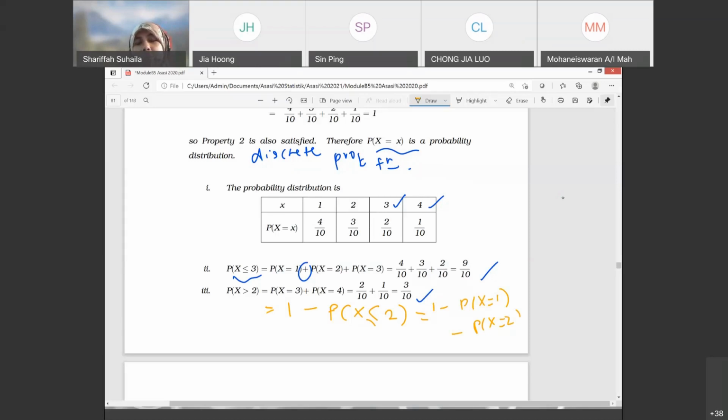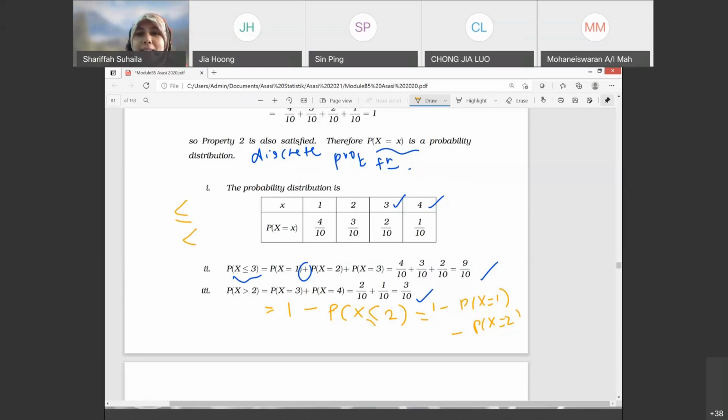Or again, you can use the concept of 1 minus probability x less than or equal to 2. Okay, so for a discrete random variable, having the equality sign or not having the equality sign is very important. For continuous it may be different, but for discrete we have to check whether we have the equality sign or not.